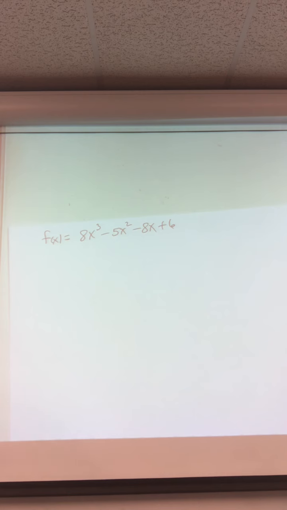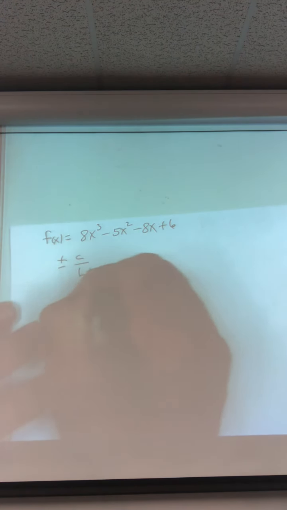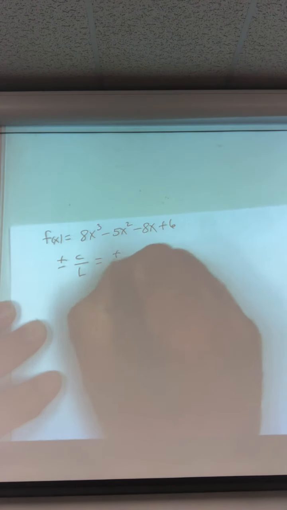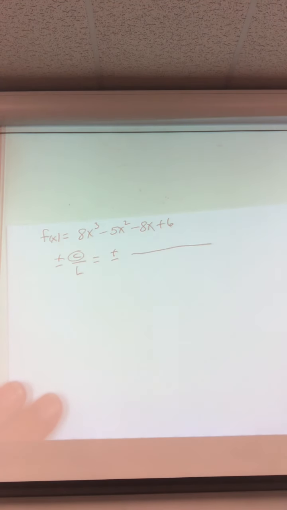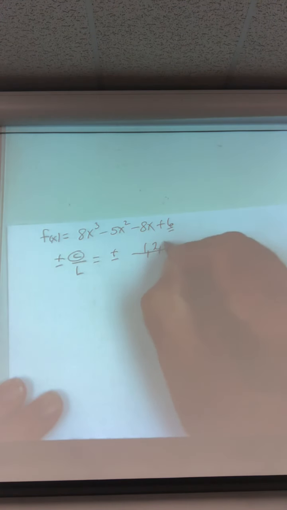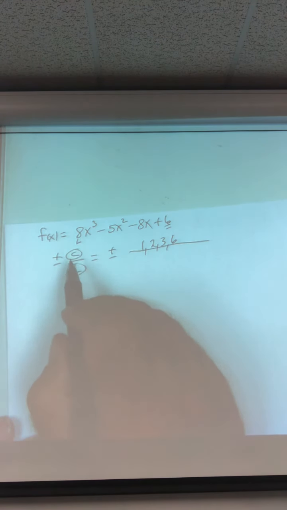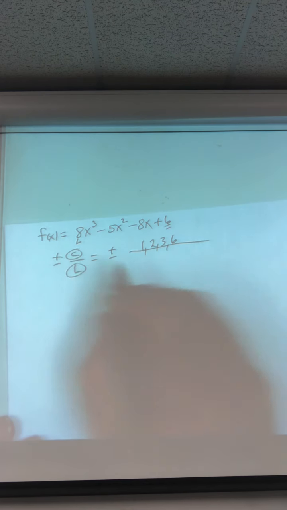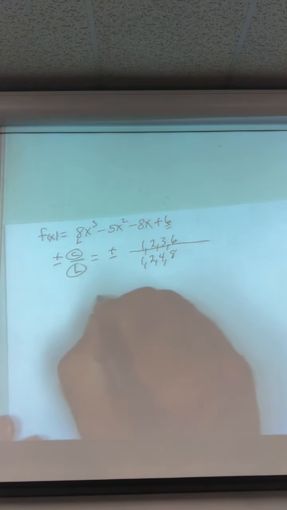I want to do my suspect list. Okay, here's the formula, plus or minus C over L, which is plus or minus, okay, C. C is all of the factors of 6. Well, we just did that. All of the numbers that divide into 6 was 1, 2, 3, and 6. Now, L. L is all of the factors of the leading number. What are all of the numbers that divide into 8? 1, 2, 4, and 8.